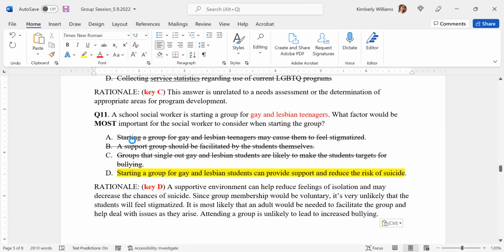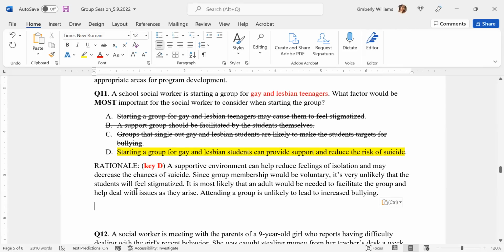A supportive environment can help reduce feelings of isolation and may decrease the chances of suicide. And since the group membership will be voluntary, this is important. It is very unlikely that the students will feel stigmatized because it's a voluntary group. It is most likely that an adult will be needed to facilitate the group and help them deal with the issues. And attending group is unlikely to lead to increased bullying. So just factoring in that you're giving them a supportive environment, that's the most important factor. Any questions about that one?